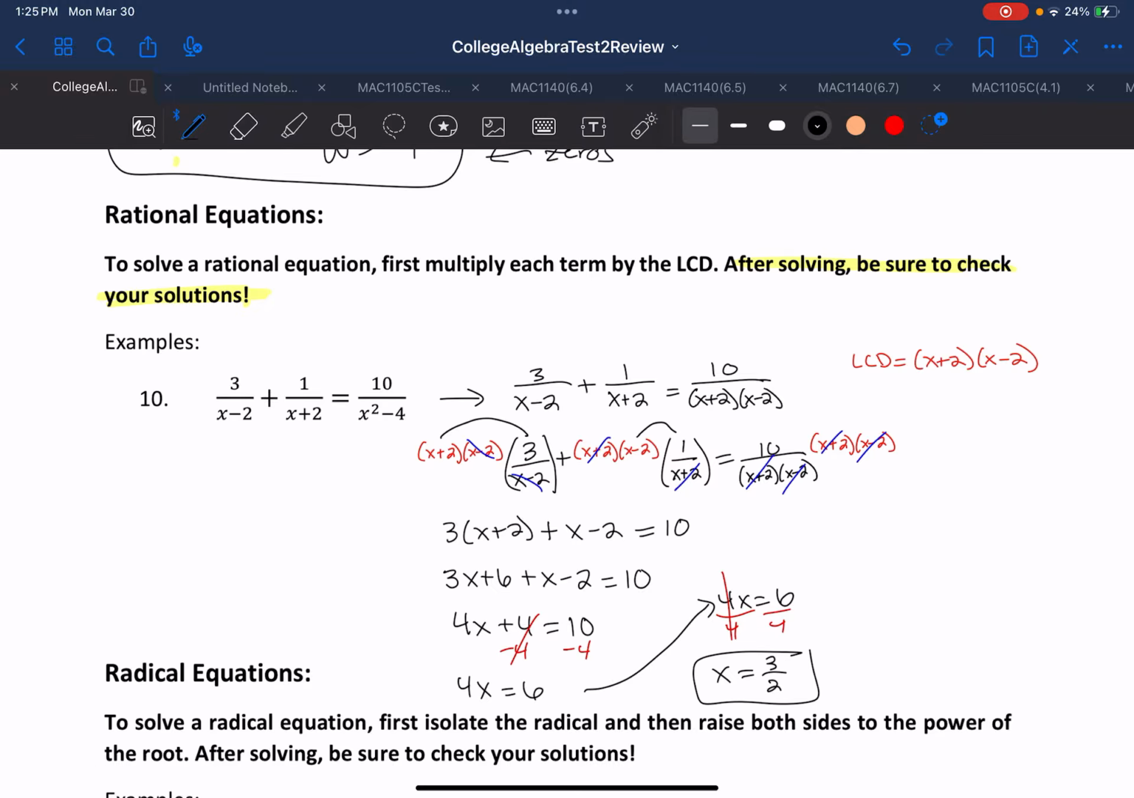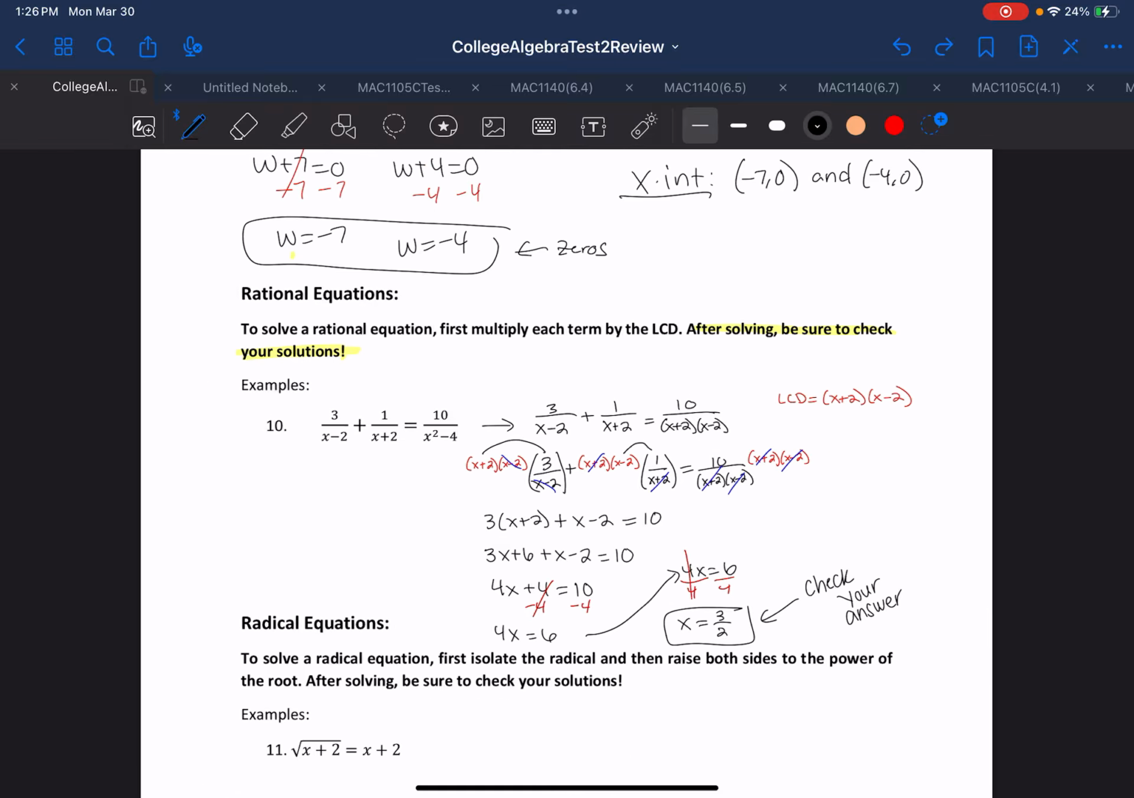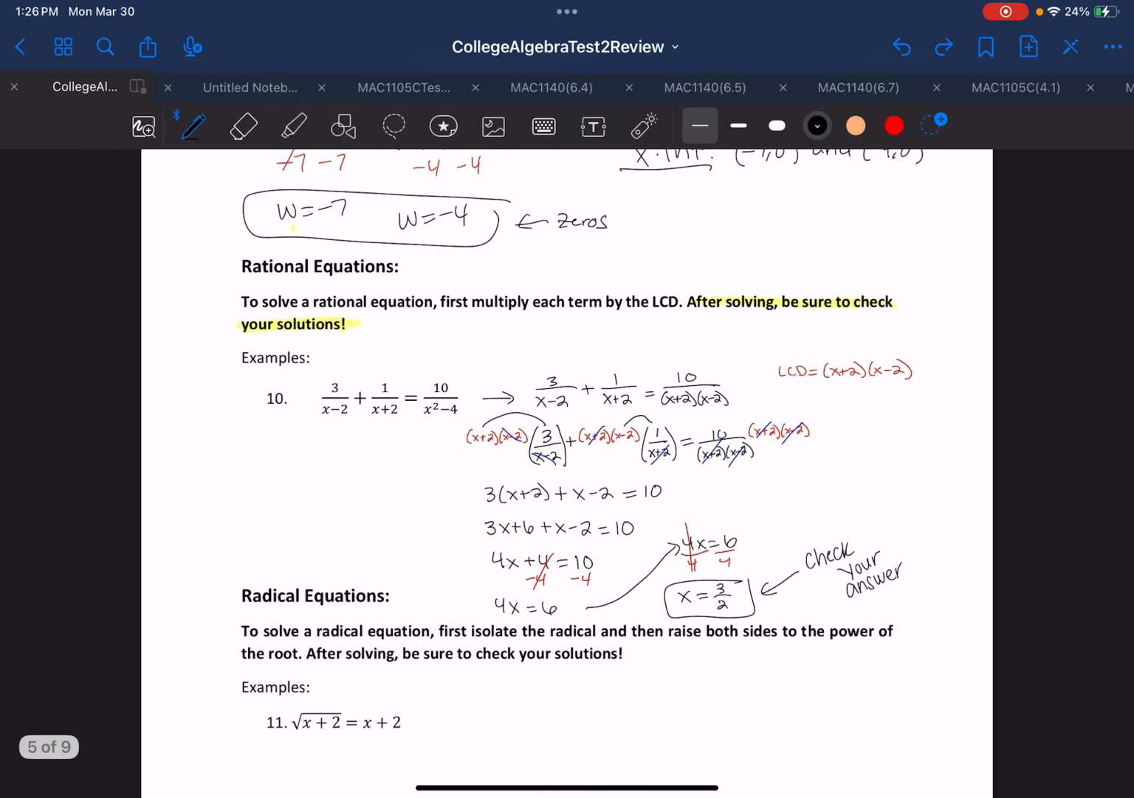Now, again, you'll want to check this by plugging it into the original and making sure that the denominators won't be 0. But the only thing that will make those denominators 0 would be 2 or negative 2. So we're good there. This would be the correct answer. But you want to make sure you check that. Okay.